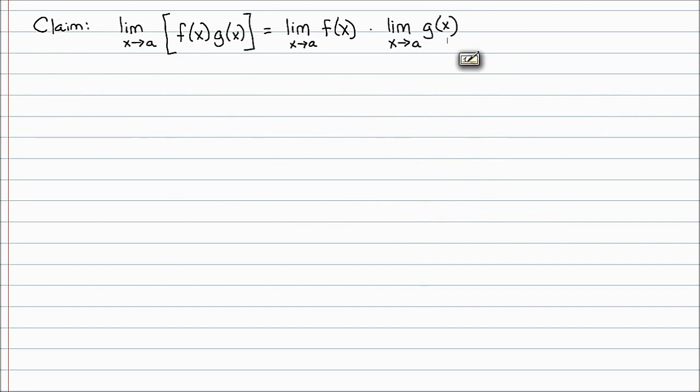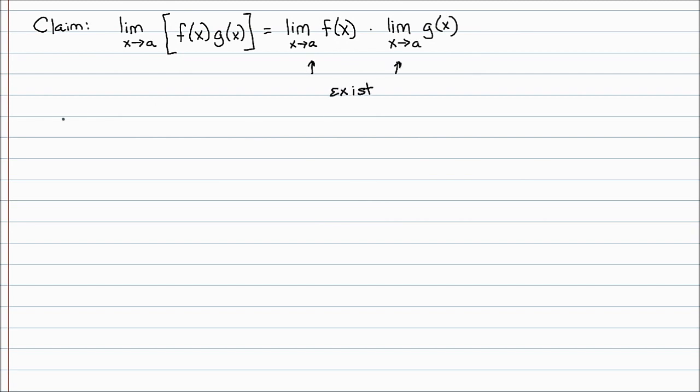Now here's what we want to prove. Here's the claim we want to prove: that the limit as x approaches some number a of f times g is equal to the limit as x approaches a of f times the limit as x approaches a of g, where these limits exist. That's a very important point. So both these limits exist.